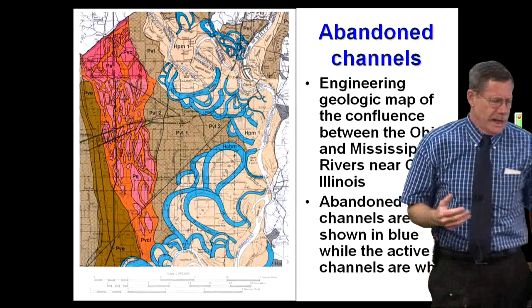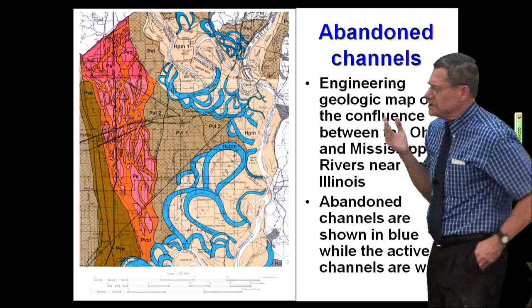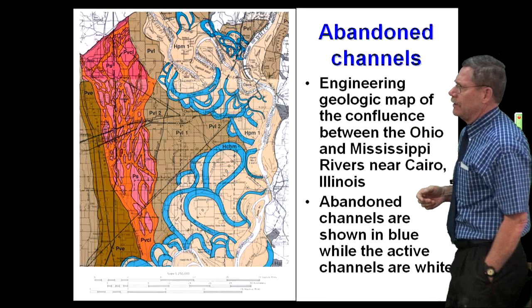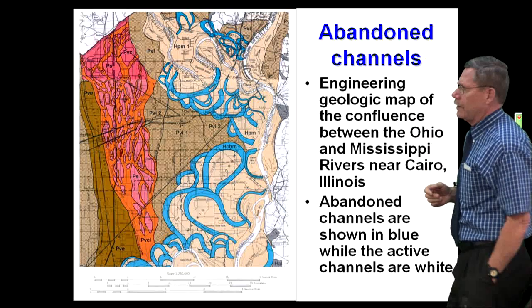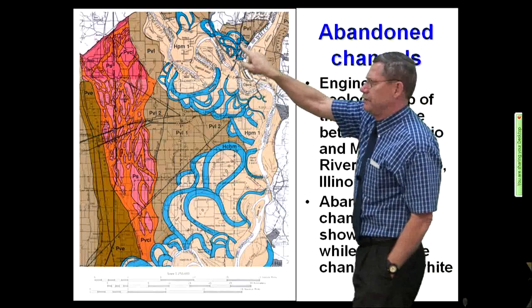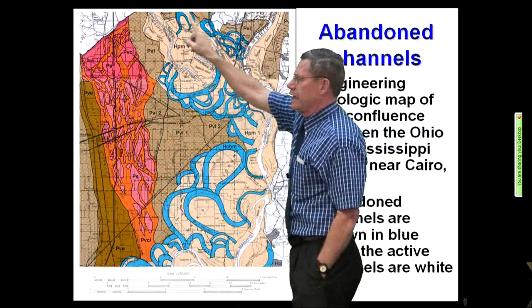So if we look at a map, this is the Corps of Engineers engineering geologic map of the Mississippi River, right where the Ohio River flows into the Mississippi River, near Cairo.